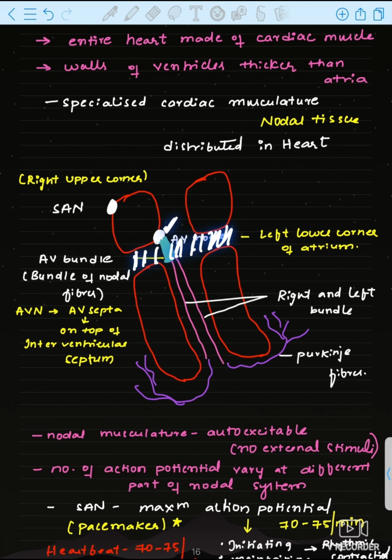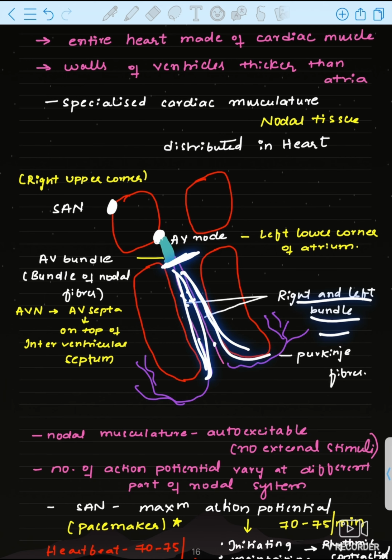From the AV node, it crosses the atrioventricular septa, and in between both the ventricles is the interventricular septum. On top of the interventricular septum, what is present? The AV bundle. And on top of the interventricular septum, the right and left bundles are formed. This right and left bundles will give rise to Purkinje fibers.